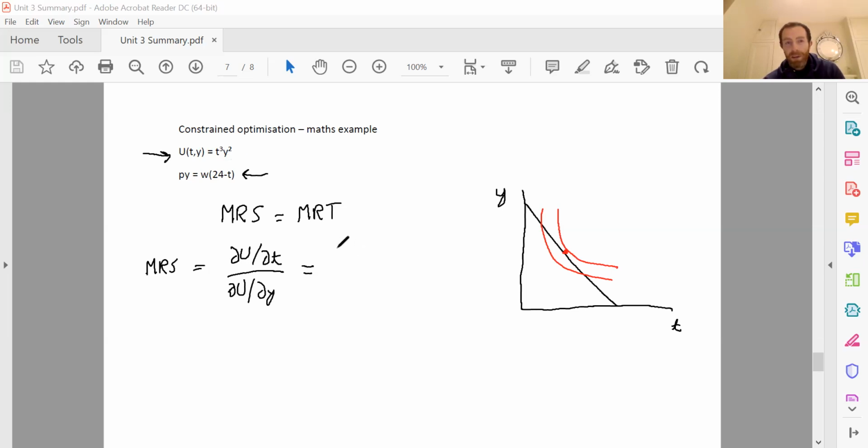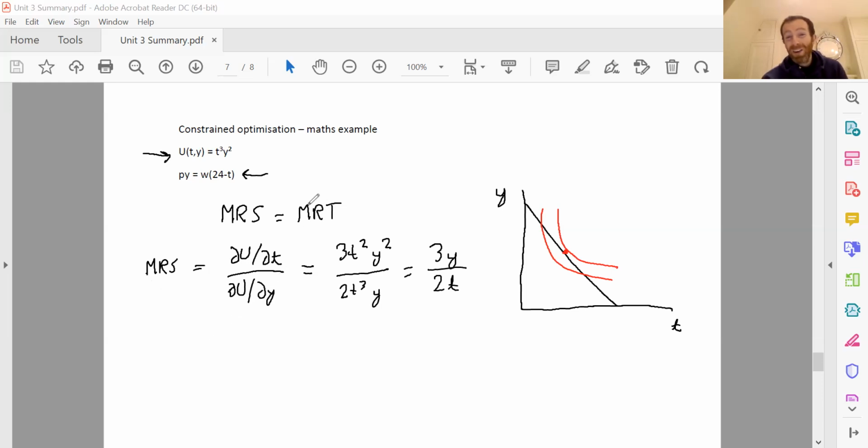And so if I differentiate this function with respect to t while treating y as a constant, then what I will get is 3t squared times y squared. And if I differentiate the function with respect to y, treating t as a constant, then I will get 2t cubed times y. And a little bit of simplification will then lead to this being equal to 3y over 2t. So here's an expression for the marginal rate of substitution at any point along any indifference curve. All we need to know is the value of y and the value of t, where we are on the particular curve, and then this will spit out the marginal rate of substitution.